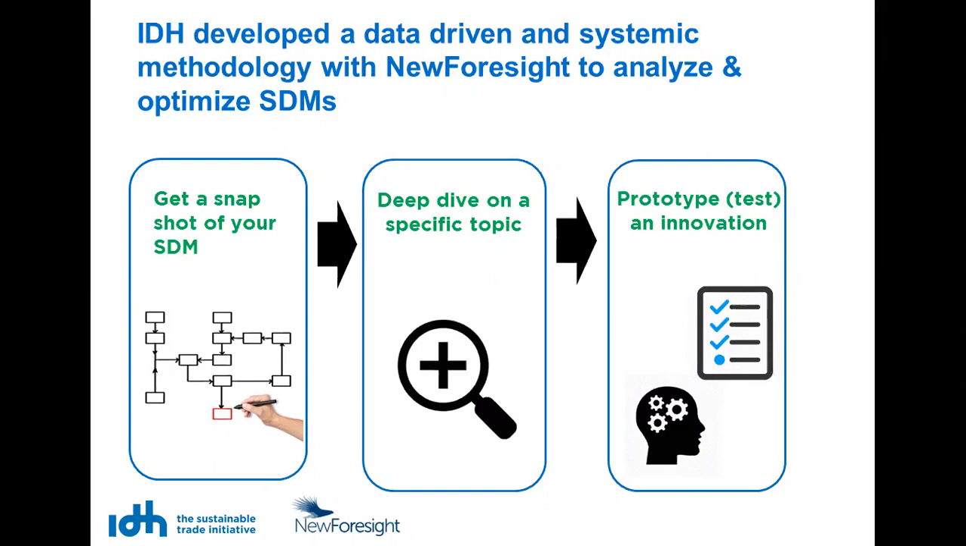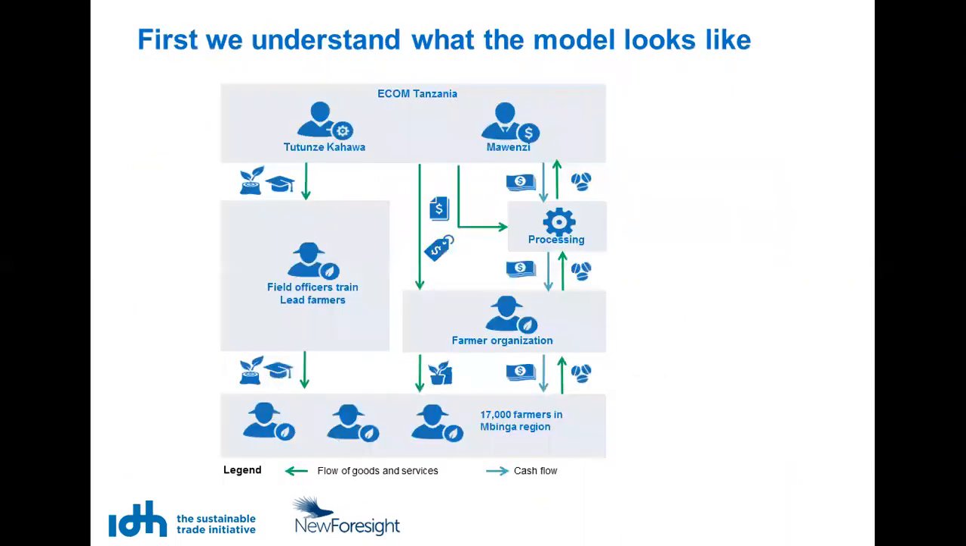We see it as a first step. But what we're really keen about is to work with partners on designing and testing innovations to actually improve the performance of service delivery models. So I would like to take you through a few slides on what this understanding looks like. So this is the type of graphs that we develop with partners on how the model looks. So what type of services are involved? Who's receiving the services? What are the stakeholders? And as important, who's paying for what?